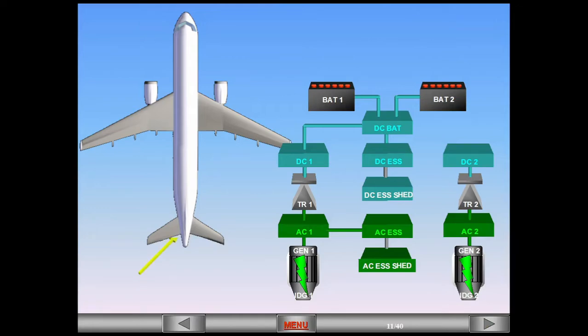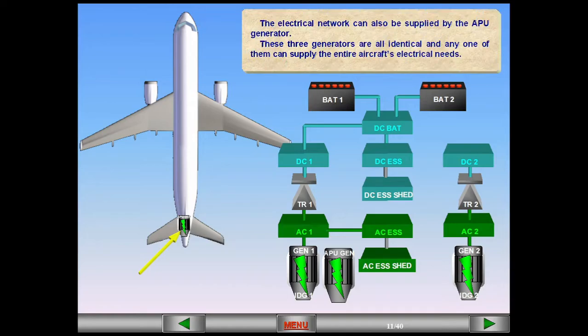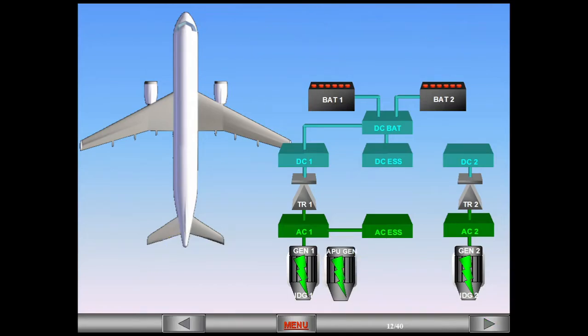The electrical network can also be supplied by the APU generator. These three generators are all identical, and any one of them can supply the entire aircraft's electrical needs. On the ground, the aircraft can be supplied by an external power source. The shed buses are not shown here, simply to save space.